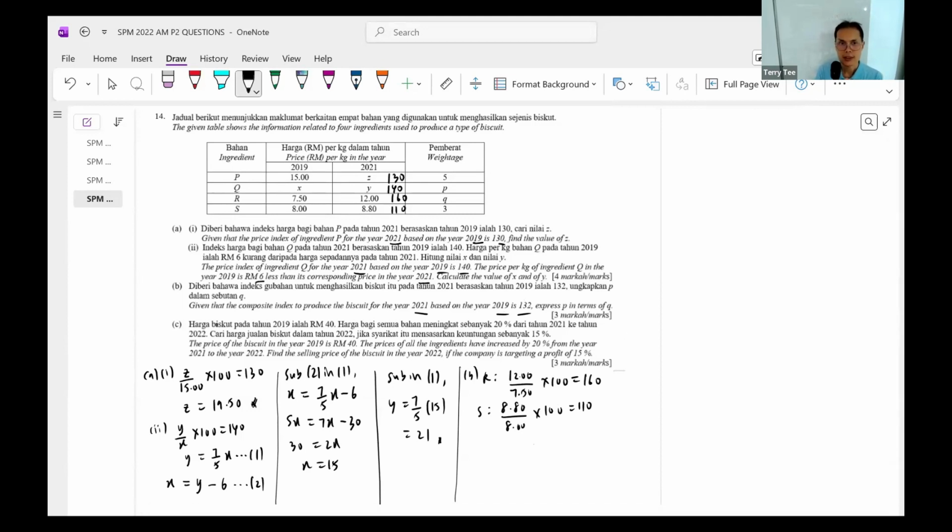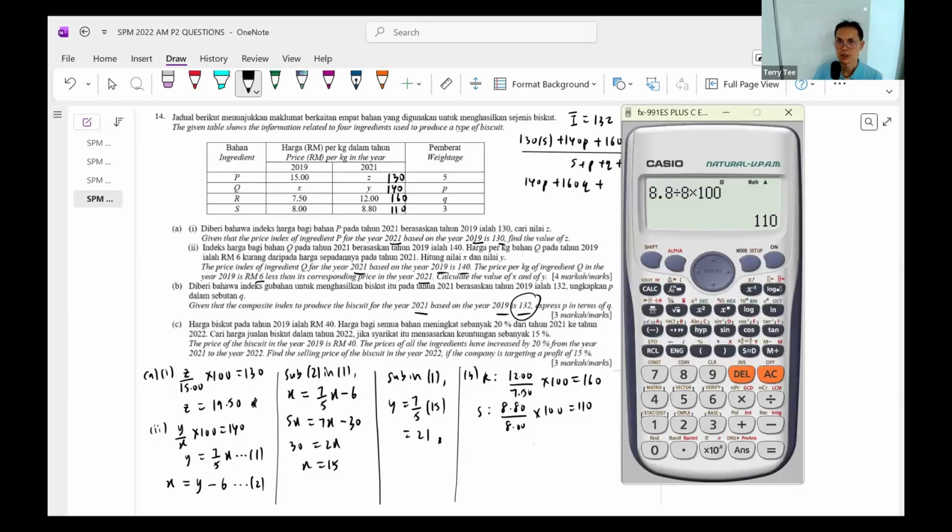Now, what I want is using this composite index of 132, express P in terms of Q. So let us take the composite index is 132. Take 130 times 5, 140 times P, 160 times Q, 110 times 3, divided by total. What's your total? 5 plus P plus Q plus 3, 132. Okay, can we simplify this?